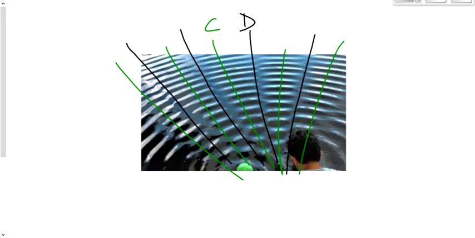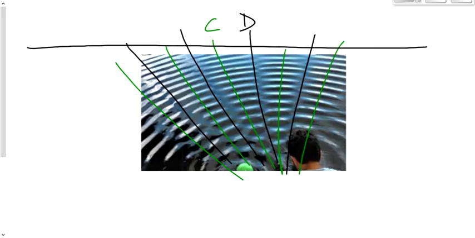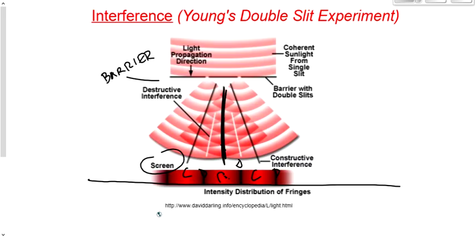If you were to put some kind of screen here that measured intensity of light, or sorry, intensity of a water wave, like some kind of water wave detector that would plot for you the intensity of it, you would get the equivalent of a bright spot there, and then a dark spot, and then a bright spot, and then a dark spot. Alternating areas on that screen of bright spots and dark spots corresponding to the constructive and destructive interference here, just like we did right here.